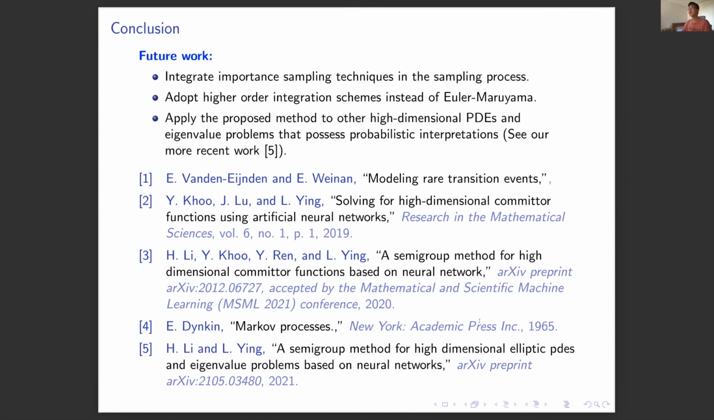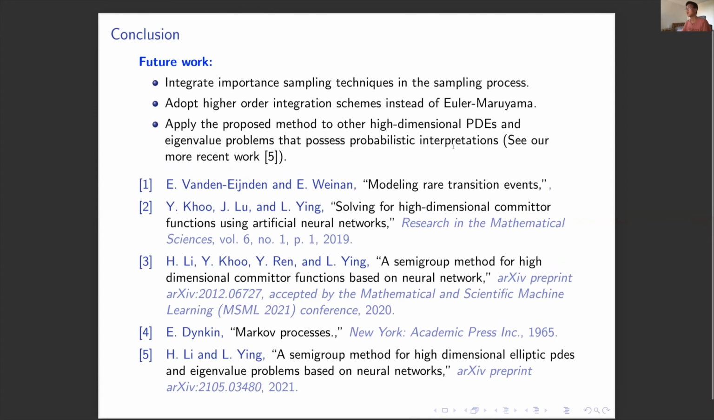So for future work, we can integrate importance sampling techniques in the sampling process or adopt higher order integration schemes instead of Euler-Maruyama. And we can also apply this method to other high-dimensional PDEs and eigenvalue problems, which is already done in another recent work.